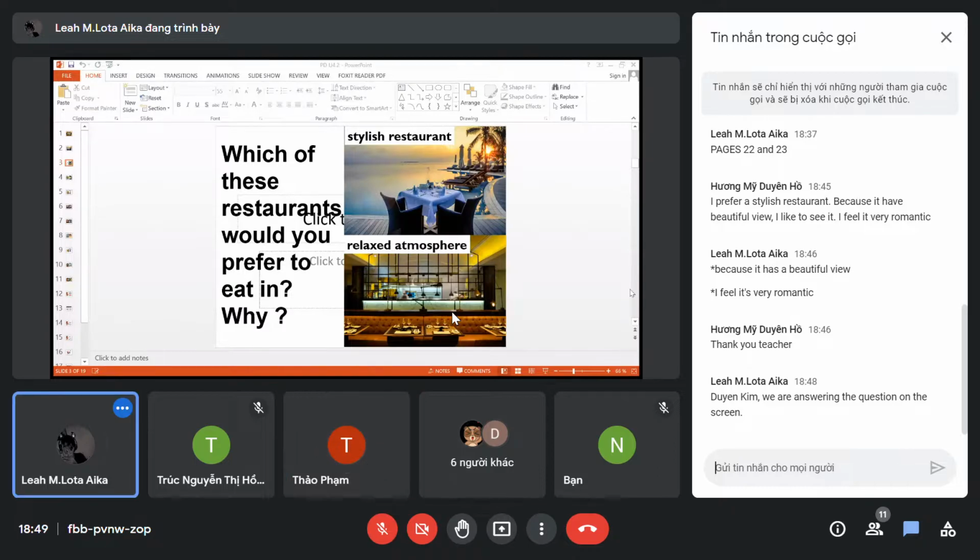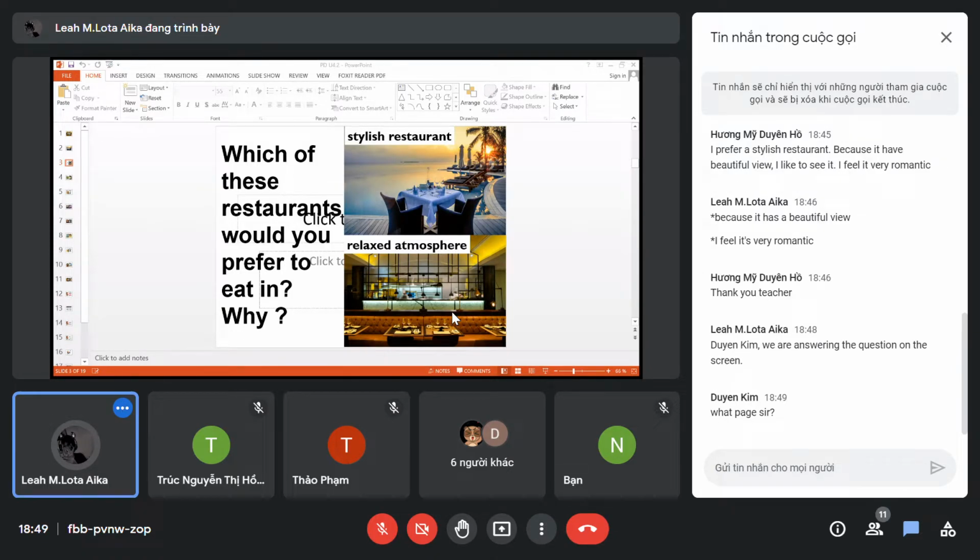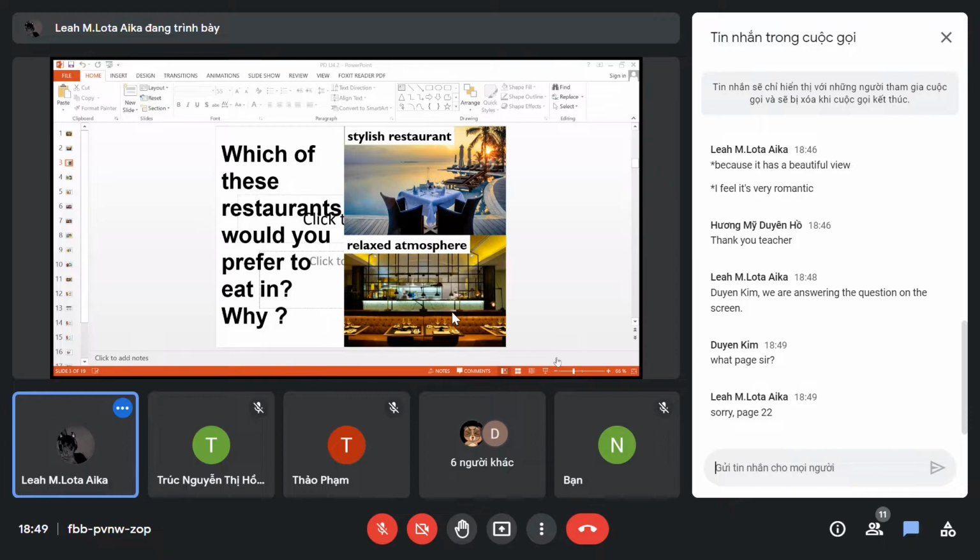All right, thank you. So we have another one, which is the second picture. It talks about the relaxed atmosphere of a restaurant. So as you said, it is quiet and also it's comfortable. And you also talked about, other than that, it's simple, as you said. And also, according to you, this kind of restaurant also has good food or delicious food. All right, thank you so much.